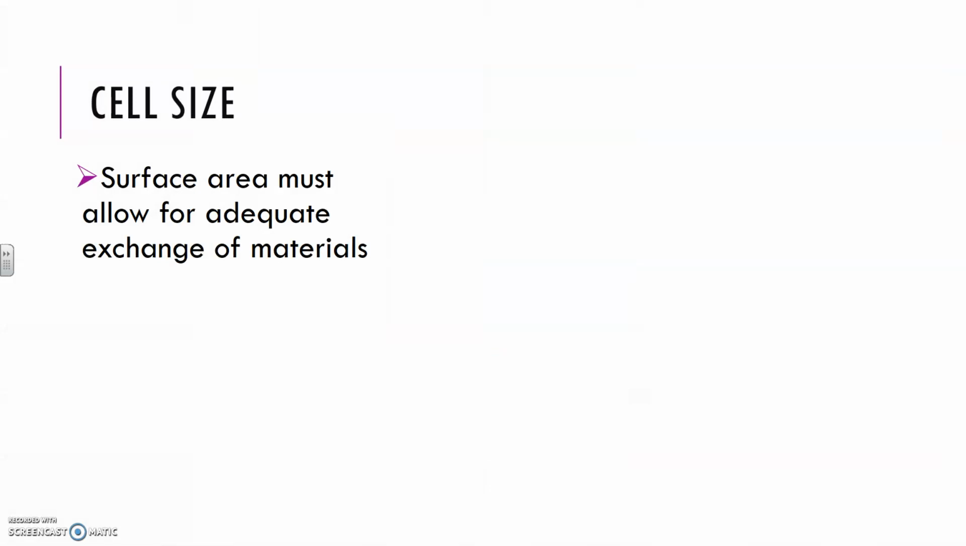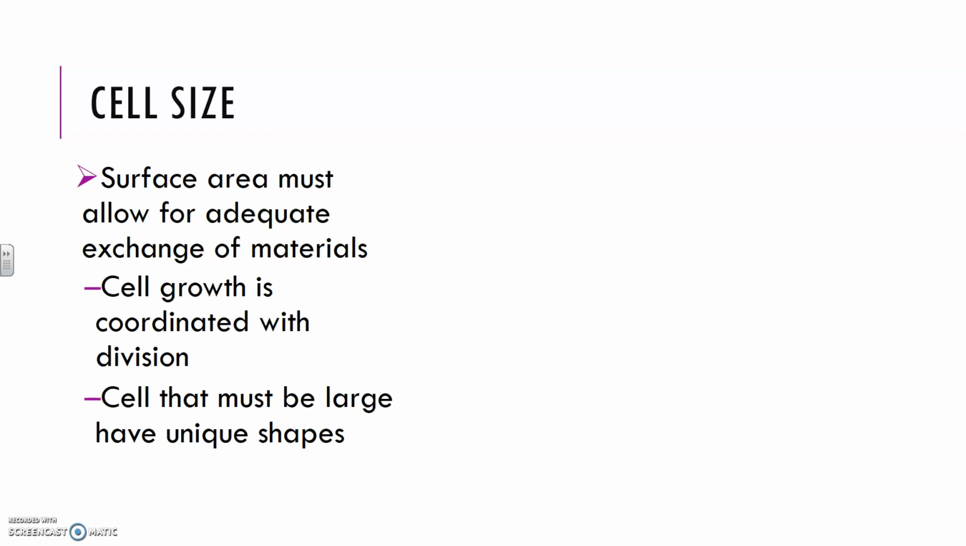So surface area has to allow for adequate exchange of materials. It has to be large enough that it has room to push things out of the cell, take things into the cell, and do all of that exchange. Otherwise, the cell isn't getting anything inside of it. So it's not getting any glucose, any nutrients, and it's also not getting the cell-to-cell signals or the signals from the brain. Which means that the cell is basically just sitting there and hanging out, taking up space for no reason.